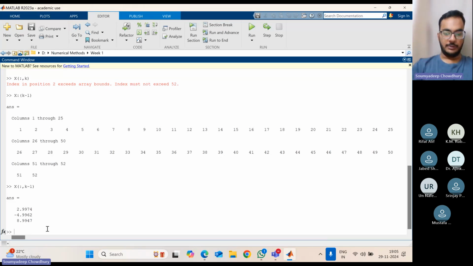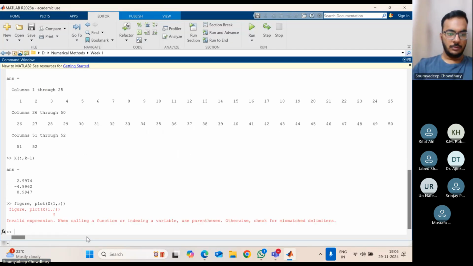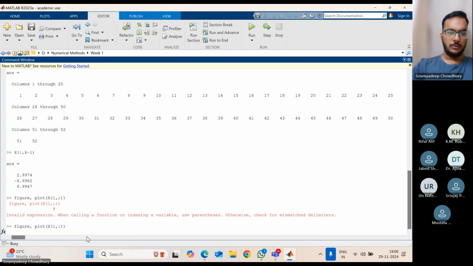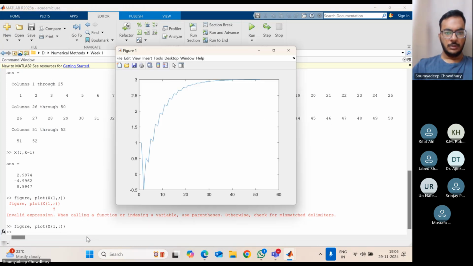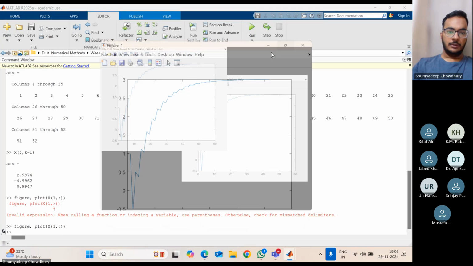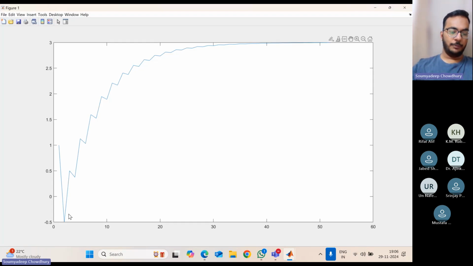So now if I plot this one, it is basically x of 1 comma colon. So x of 1 comma colon means along the row, the first row I am plotting, that is the value of x1 from first to the last iteration. So you can see in this plot, initial value was 1, then it dropped to minus 0.5, then it gradually increased, and you can see after some iterations, it gradually converged to 3.